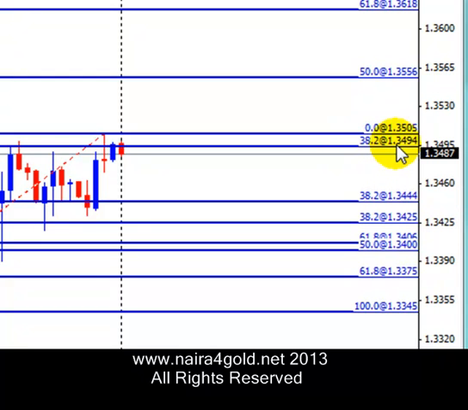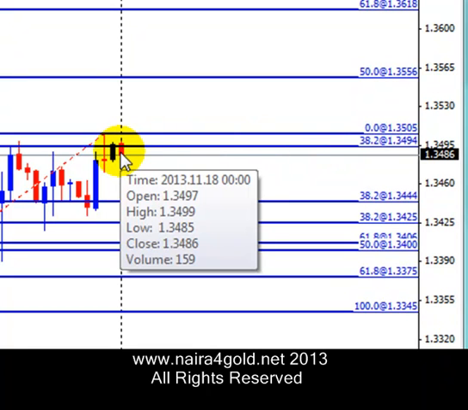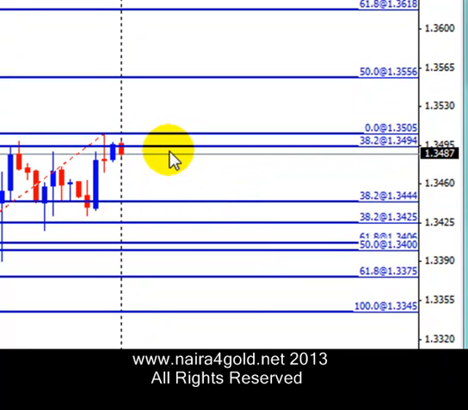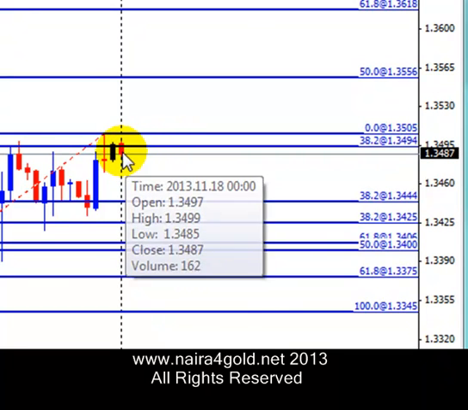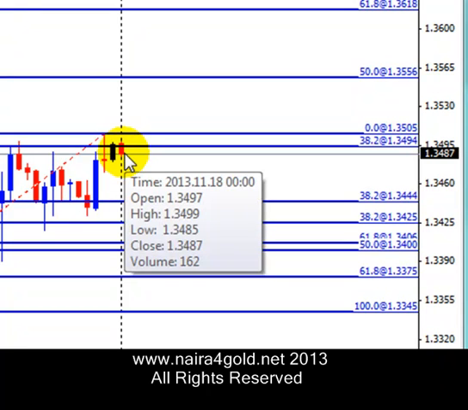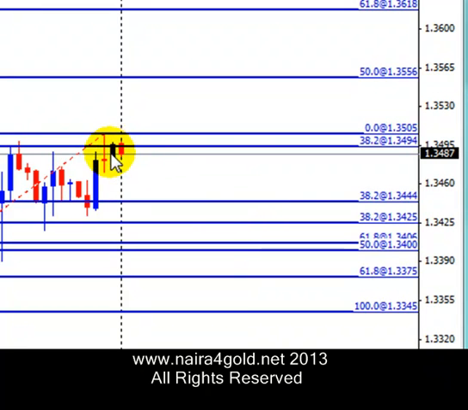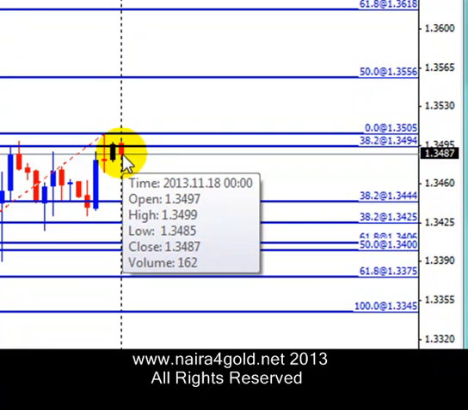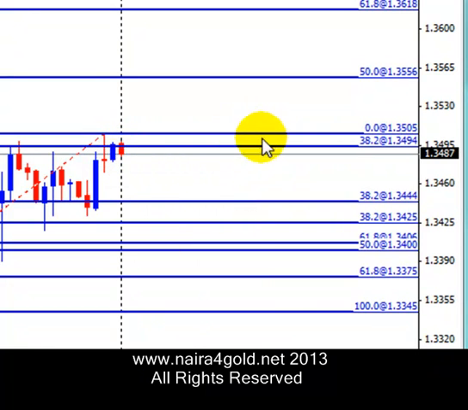So price having been rejected at 1.3505 in the past week and opening for this new week at 1.3497, we might see, by the time this 4 hour period closes, if it shows a dark cloud cover as we are seeing it here, or a bearish reversal pattern, obviously there might be a retest of 1.3505, 1.3494. So a sell may take place here.